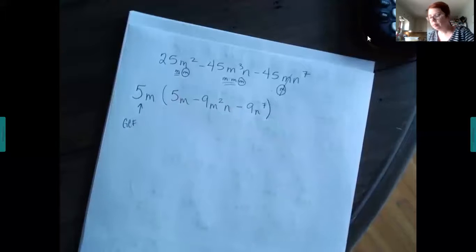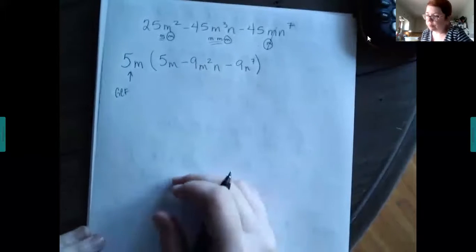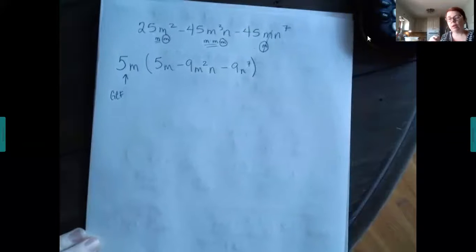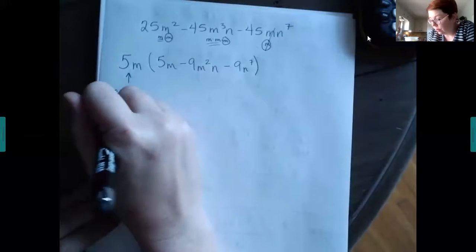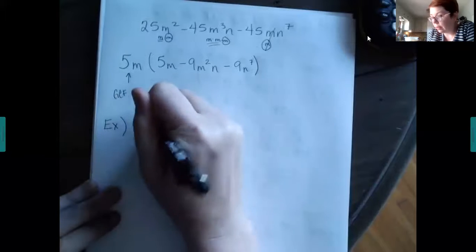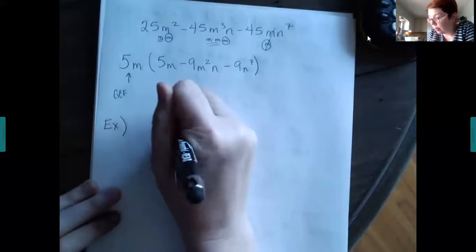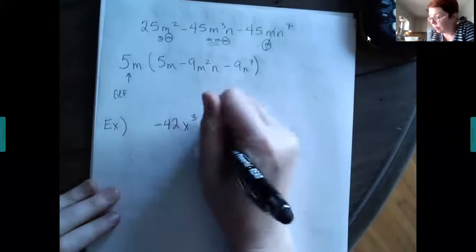And if your leading term, the number in front, is a negative, they usually want you to factor out the negative. So meaning something like this.